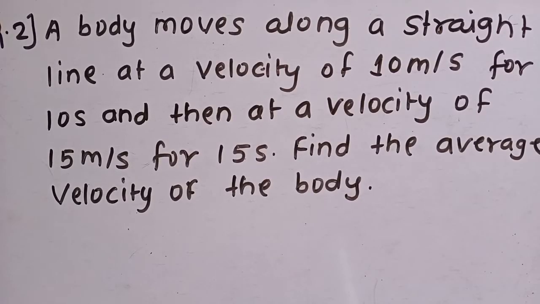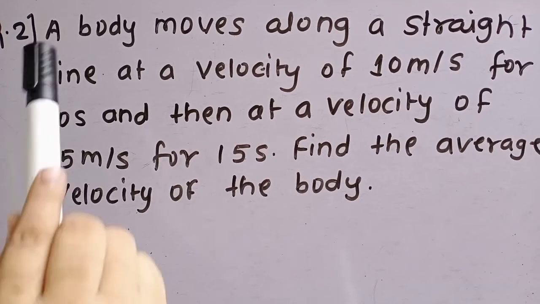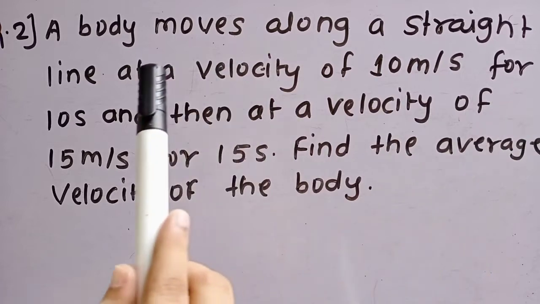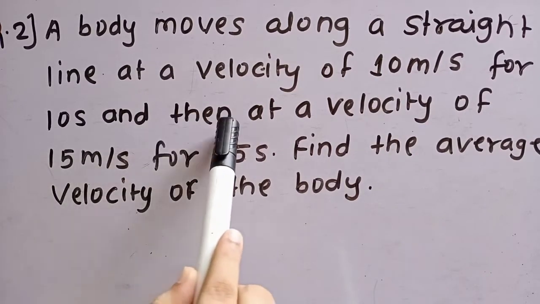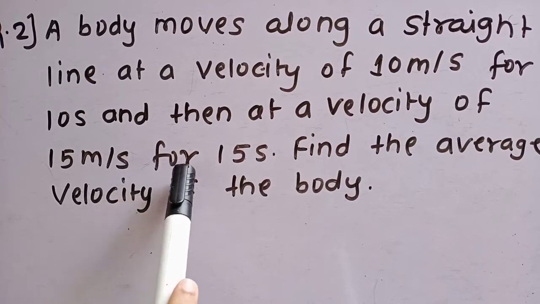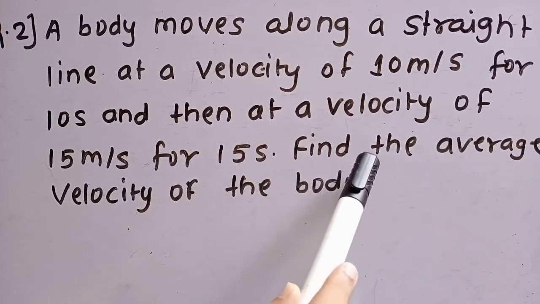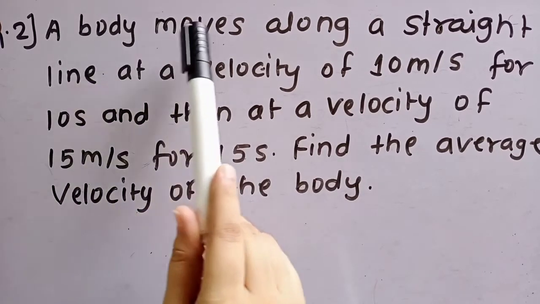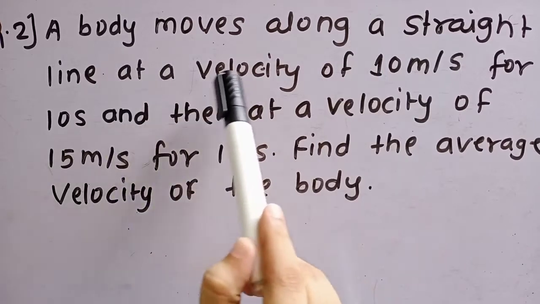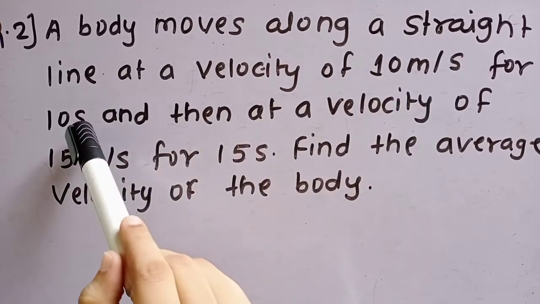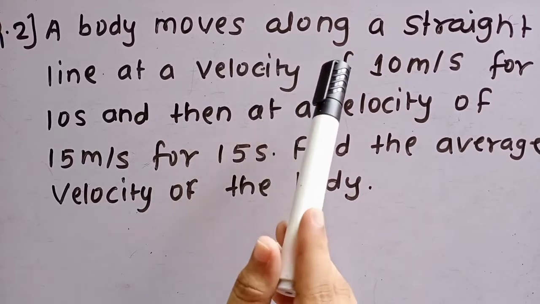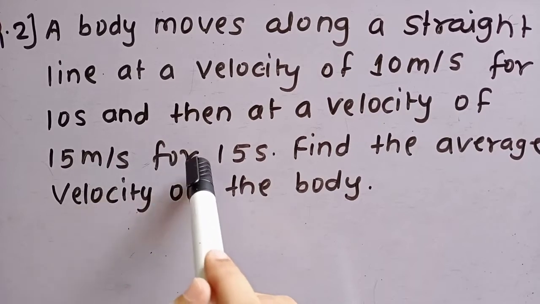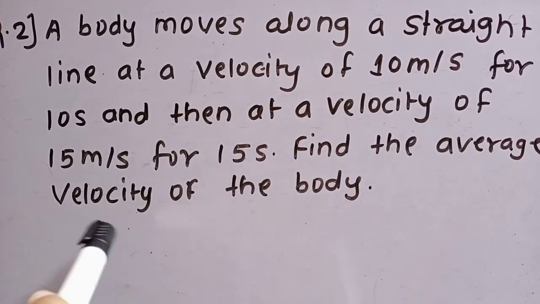So, students, write the next question, that is, a body moves along a straight line at a velocity of 10 meter per second for 10 seconds, and then at a velocity of 15 meter per second for 15 seconds. Find the average velocity of the body. What is the given question? A body moves along a straight line with a velocity of 10 meter per second for 10 seconds, and then at a velocity of 15 meter per second for 15 seconds. So find the average velocity of the body.